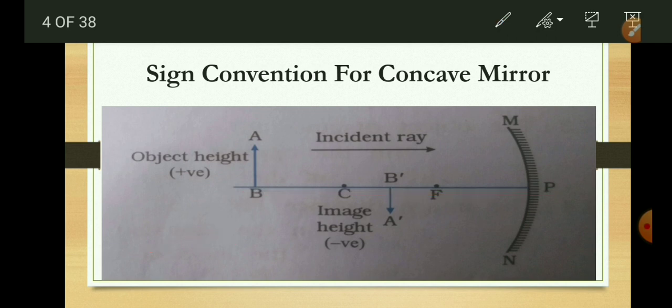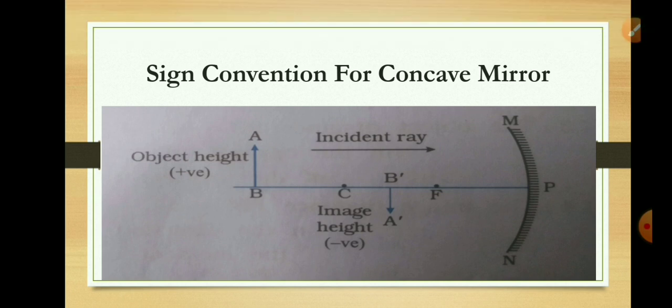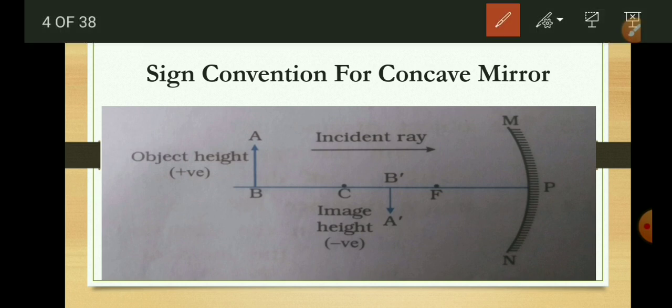Now next is center of curvature and focus lie in front of concave mirror. So sign of radius of curvature and focal length are taken as negative in case of concave mirror. So always remember that the sign of radius and sign of focal length remains negative in case of concave mirror, because this is our concave mirror. This left side is its reflecting side, and we know everything on left is negative. So here radius is also negative, and focal length is also negative.